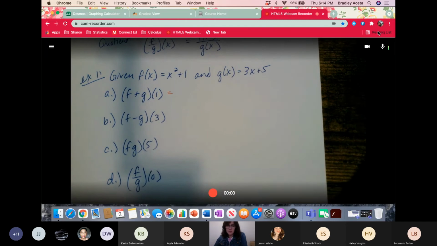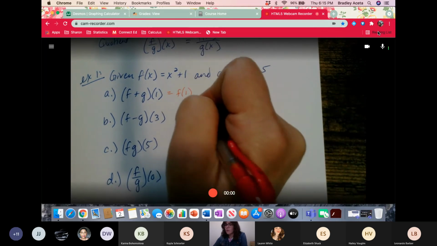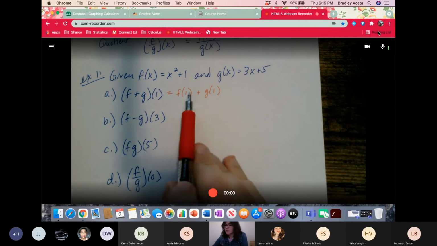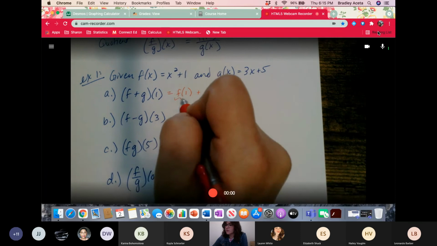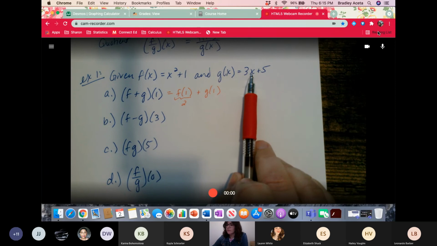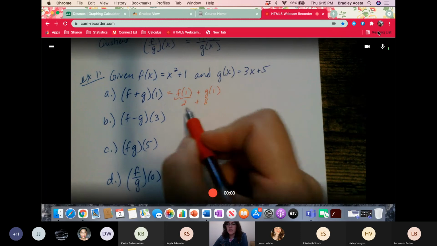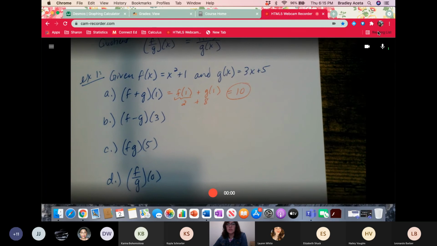So the easiest way to do it, especially when they give you a number, I mean, if they didn't give you this number, you'd have to actually add the polynomials together. But if they give you the number, what they're asking for is the f of 1 plus the g of 1. So that means you're going to take 1 and plug it into the f function. 1 squared plus 1 is 2. Then you're going to take 1 and plug it into the g. 1 times 3 is 3 plus 5 is 8. And then you just add them together. 2 and 8 make 10. Simple. f plus g of 1 is 10.